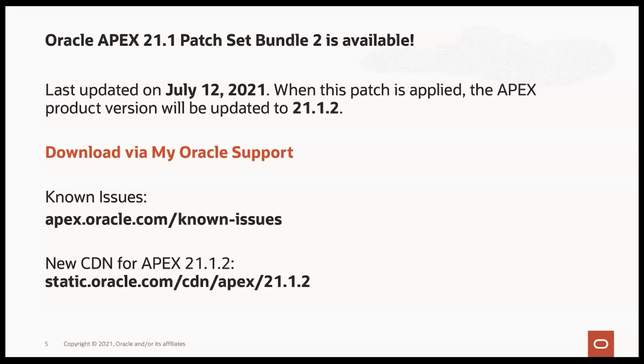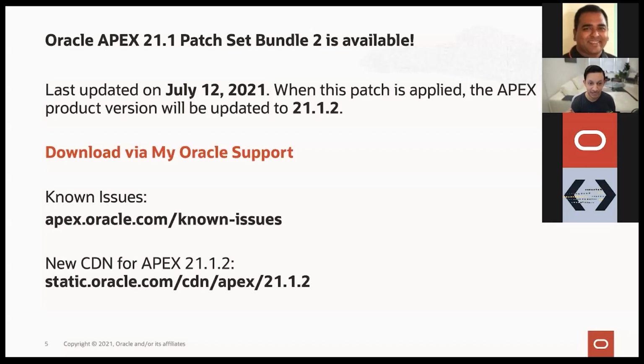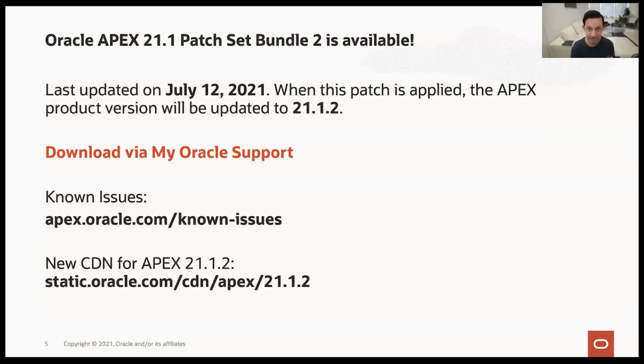I'd also like to talk to you about the Apex 21.1 patch set. It's just been a few months since this release, and we already have our second patch set bundle. It was updated on July 12th, and when this patch is applied to your Apex instances, your version will be updated to 21.1.2. This is that new simple numbering scheme. You can download this via My Oracle Support. A quick link to the download page is apexoracle.com/download.